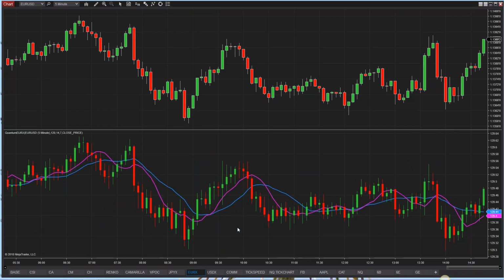If we go to the euro, just to see what's going on in the euro. The euro is climbing as well. So in terms of euro dollar, you've got both the effect of positivity towards the euro and negativity towards the dollar.